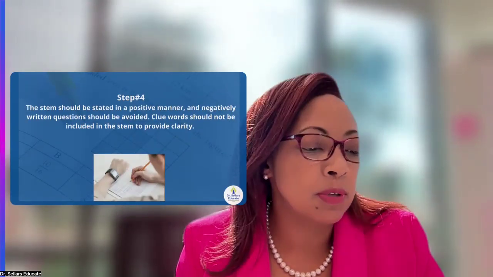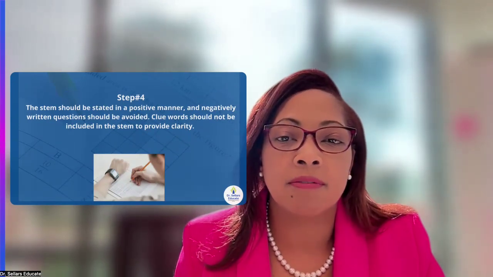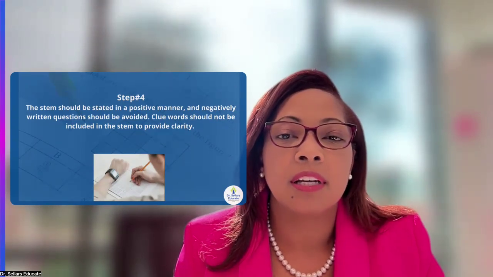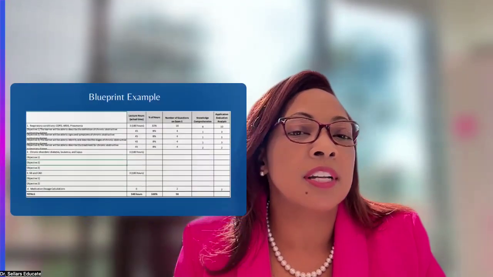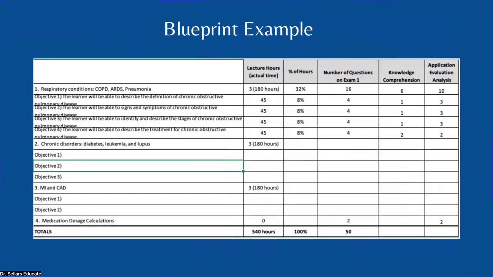And then the STEM, as we said, looking at box 25.1, should be stated in a positive manner, and negatively written questions should be avoided. We want to make sure clue words are not included in the STEM. This is the blueprint example that we shared in our previous snapshot.